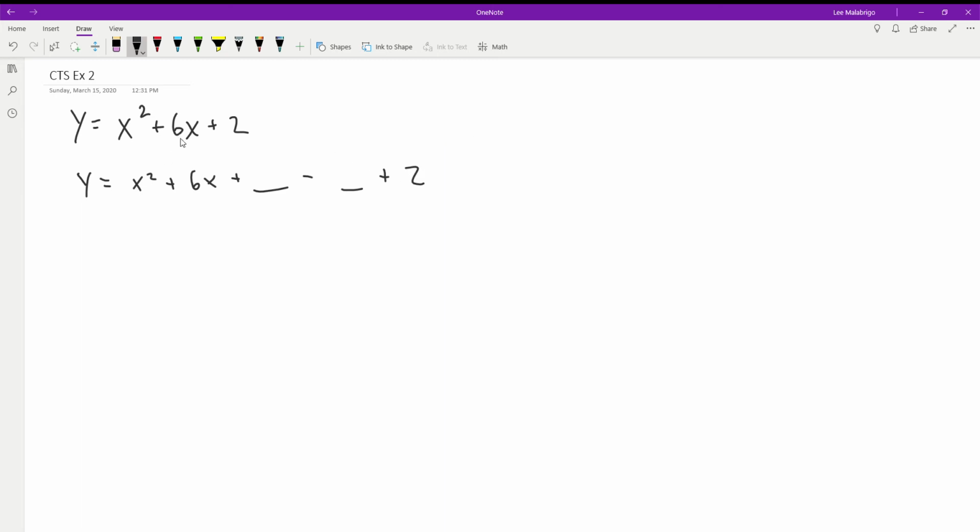The important part is this 6x, and so how you've probably been taught how to do completing the square in the past is there's a formula, and that formula is you use b over 2 squared. Well, b in this case, remember this is ax squared plus bx plus c. A here would be 1 because there's no lead coefficient in front of the x squared. B would be 6 because it's with the x term, and then we'd have c being 2, which is our constant term.